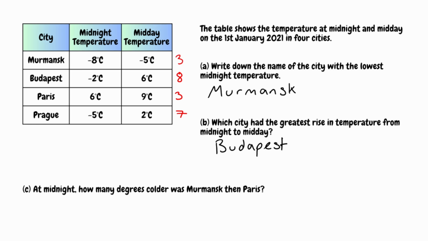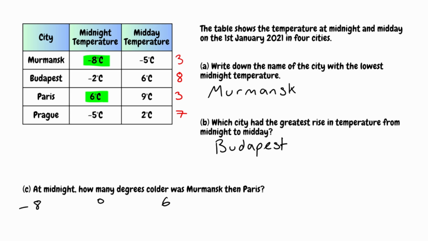And finally, for part C, we've got that at midnight, how many degrees cooler was Murmansk than Paris? So we're looking at the midnight temperatures. We want to see how much colder was Murmansk, so that was -8 at midnight, than Paris, which was 6 degrees at midnight. So to figure out how many degrees colder Murmansk was than Paris, we're actually looking for the difference. So again, we can visualize this with a number line.